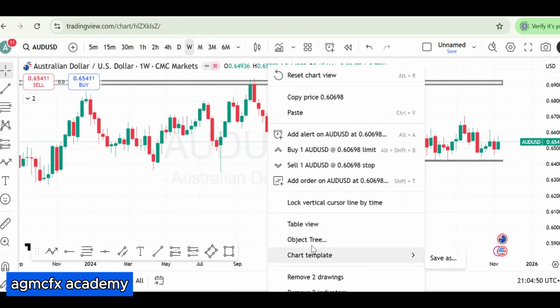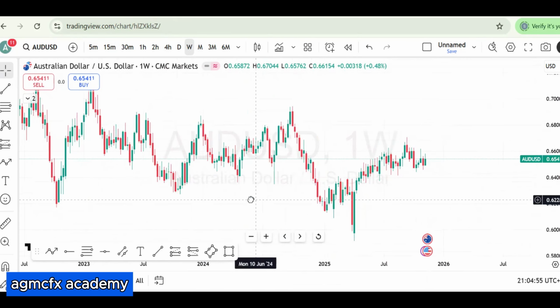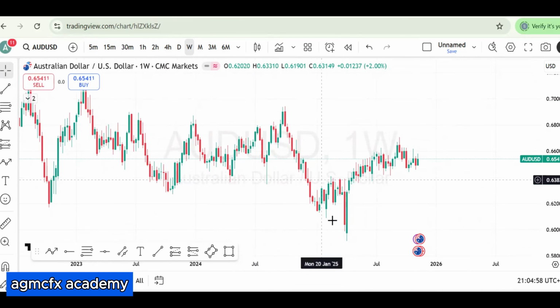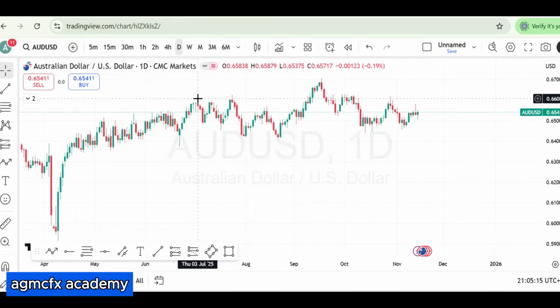This is AUD USD. Let's see what the AUD USD is trying to do on the weekly. So what do we have? We have a ranging market also on the weekly time frame. You can see AUD USD is not giving us a very good structure. But let's see what we can get on the daily time frame. What can we see on the daily time frame?